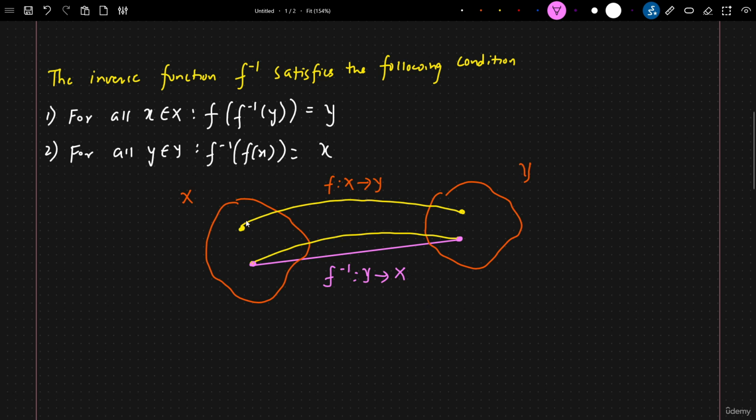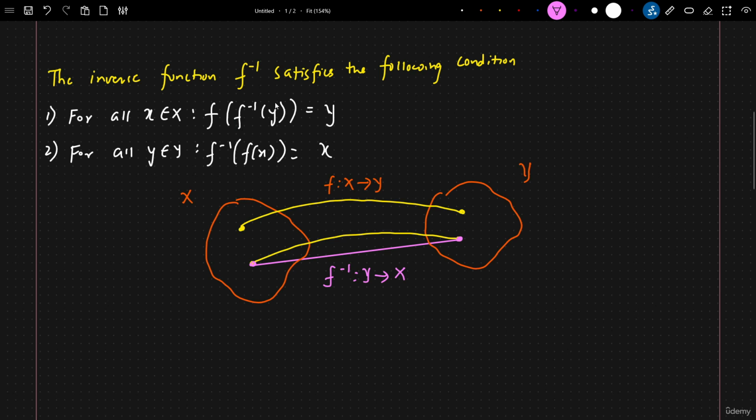It's just like if I'm doing a transformation from one element of X to the other element of Y in this set Y, in order to come back to this original element, I will be using an inverse function. That is what it basically says, right? Now let's think about this. The inverse function satisfies the following condition.